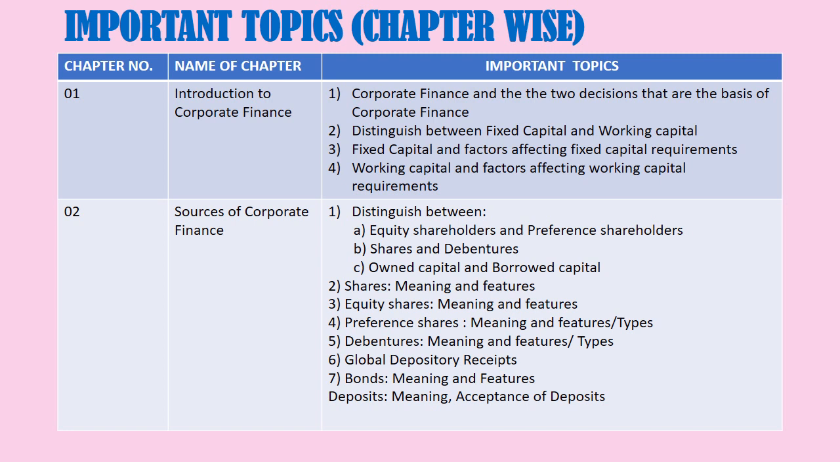Then we have shares, meaning and features, equity shares, meaning and features, preference shares, meaning, features and types, debentures, meaning, features and types. Now, these 4 topics can be asked for 4 marks or for 8 marks also. So, prepare for 8 marks, and if it is asked for 4 marks, it won't be difficult. Then we have global depository receipts, bonds, deposits. These topics can be asked for 4 marks.